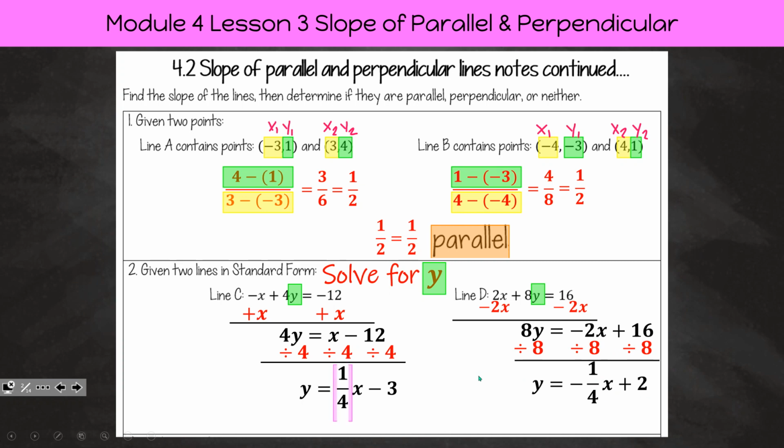So you see here that I do not have opposite reciprocal slopes. I have 1/4 and I have negative 1/4, so they are opposites, but they are not reciprocals, so this would be neither.